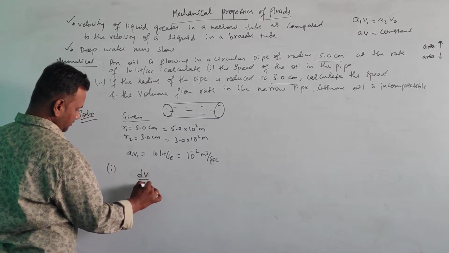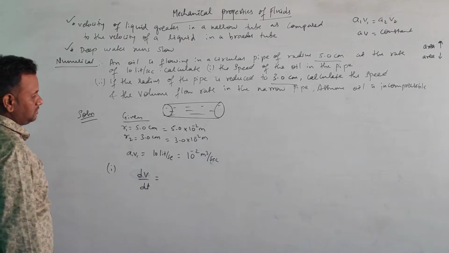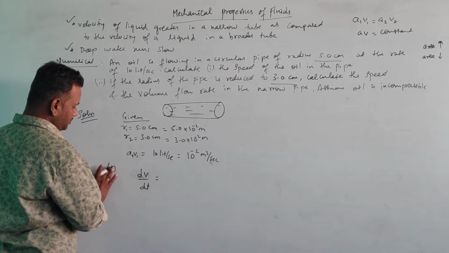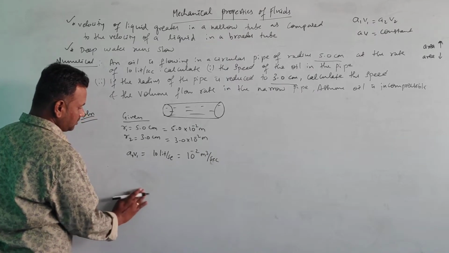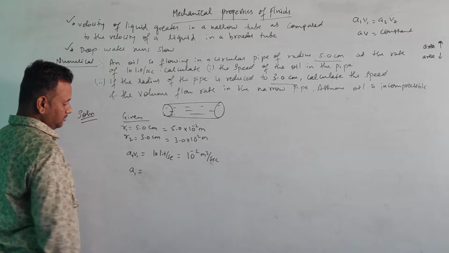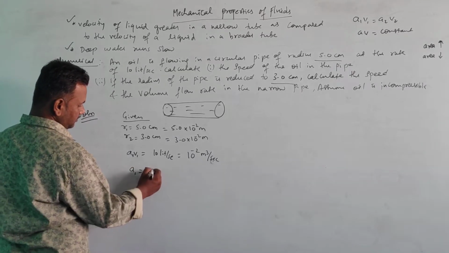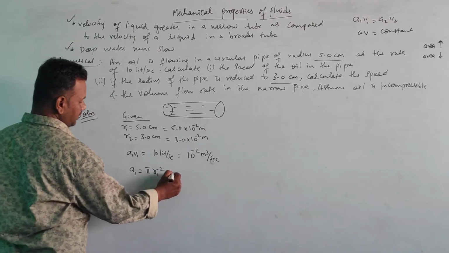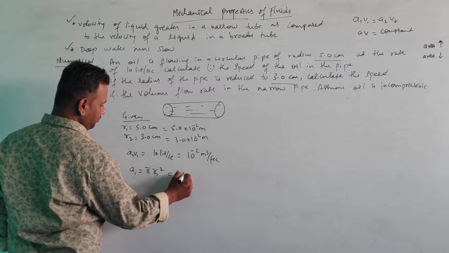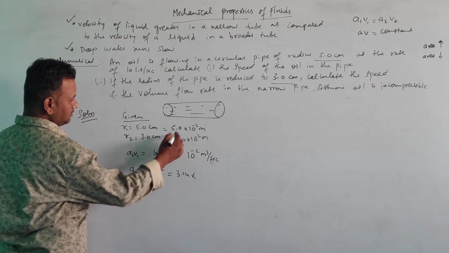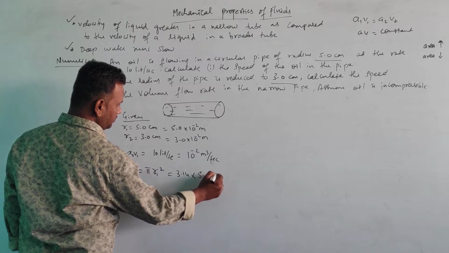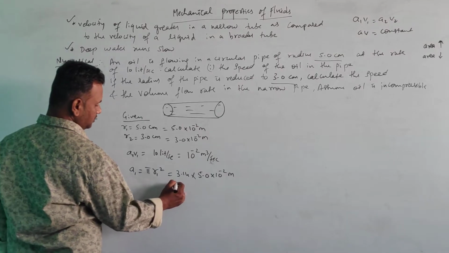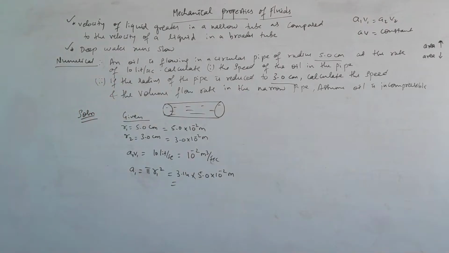dV by dt is equal to A1V1. Here A1 means area, so before that we calculate the area also. A1 is equal to pi R1 square, which is 3.14 into R1, that is 5.0 into 10 to the power of minus 2 meter, squared. So how much will we be getting here? Let us simplify that one.